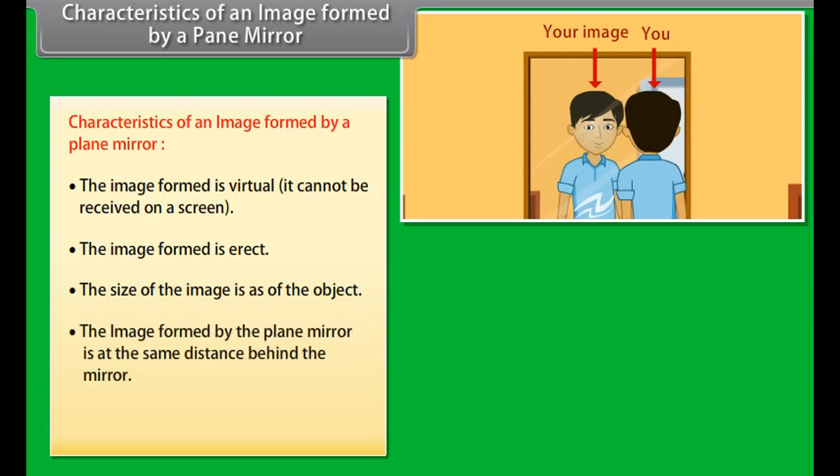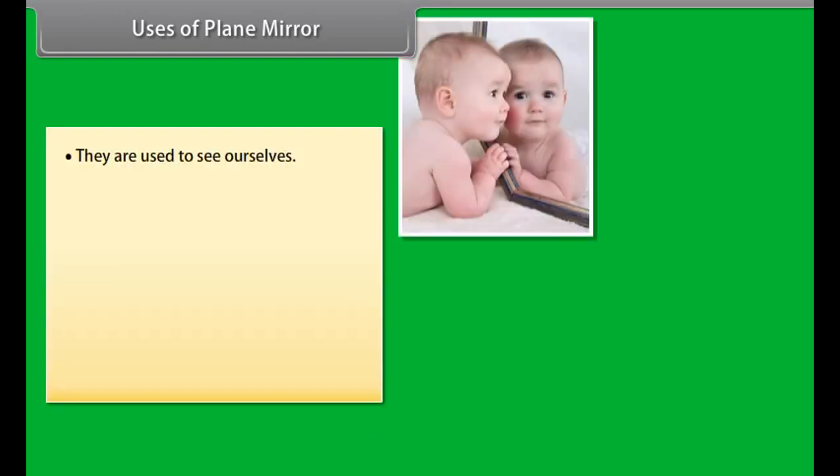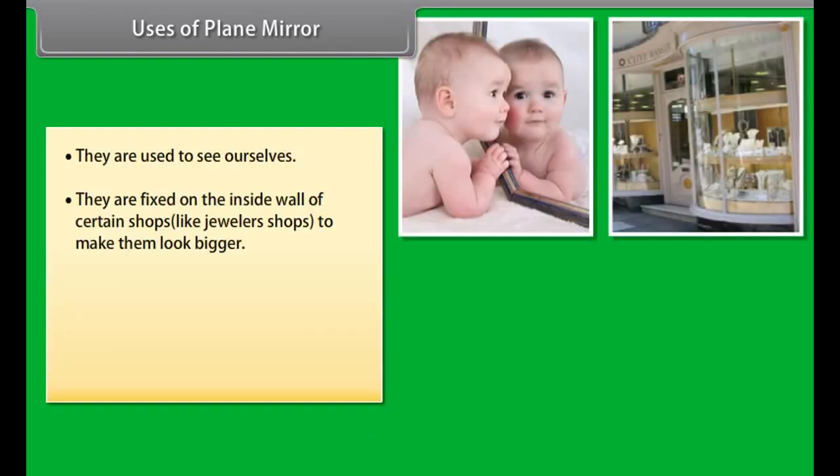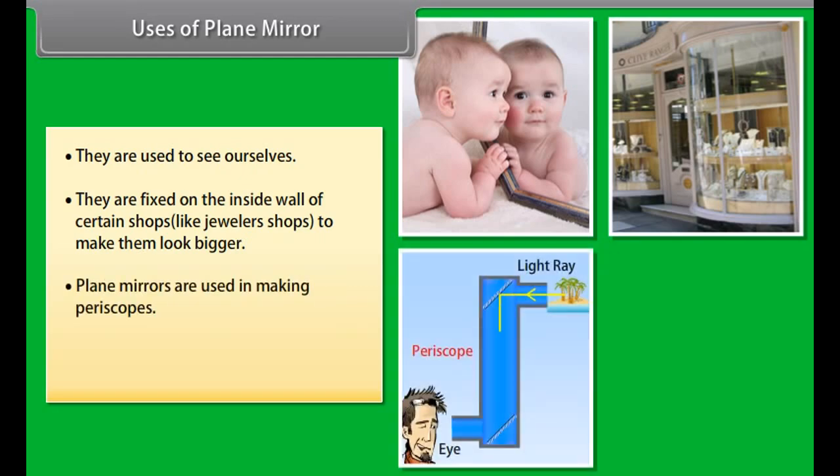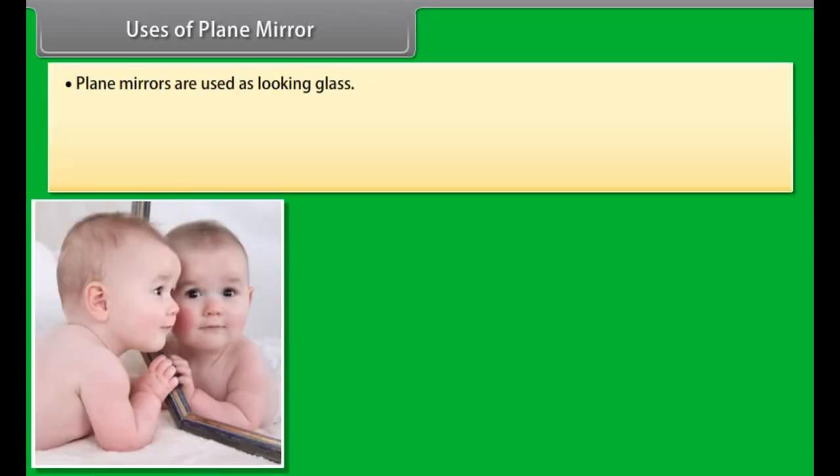Characteristics of an image formed by a plane mirror. The image formed is virtual, it cannot be received on a screen. The image formed is erect. The size of the image is the same as that of the object. The image formed by the plane mirror is at the same distance behind the mirror as the object is in front. The image formed is laterally inverted, sideways reversed.